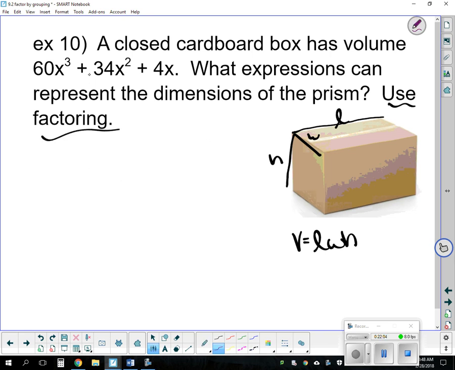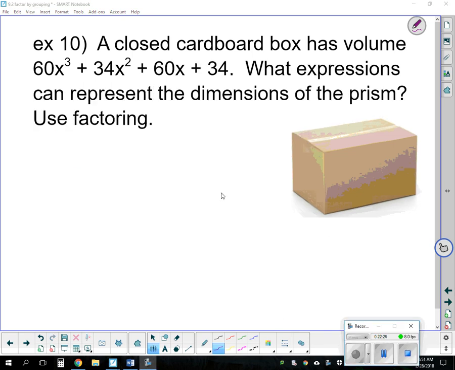Okay, so we know that volume is this whole thing. We need to find the three individual things that multiply together to get that. They're not going to be exact numbers. They're still going to be expressions with an x. So how do we factor? Oh, you know what? There's a typo here. Hold on one sec. Okay, so change that. Look at these. Look at what these are. It should be right on your packet, but ignore what I first had up there.